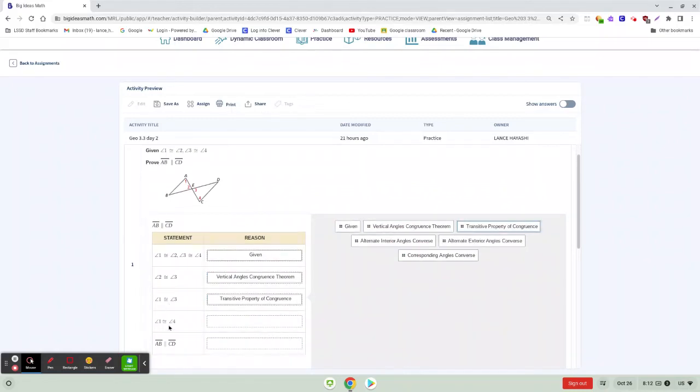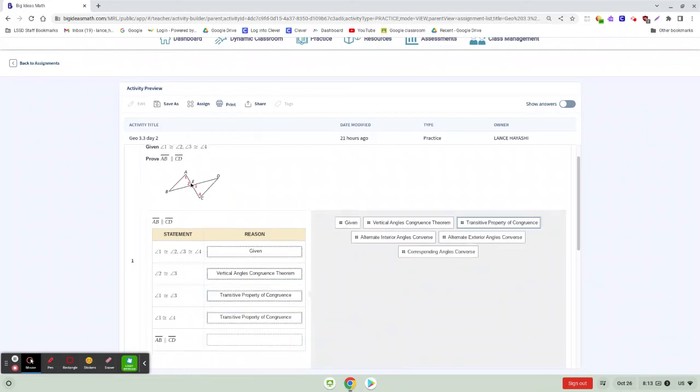And then for statement number 4, we go from angle 1 is congruent with angle 3 to angle 1 is congruent with angle 4. If you look at the previous statement, statement 3, and the first statement, angle 3 is congruent with angle 4. So instead of angle 1 being congruent with angle 3, since angle 3 is congruent with angle 4, we could substitute in angle 4 for angle 3, or again, use the transitive property of angle congruence.